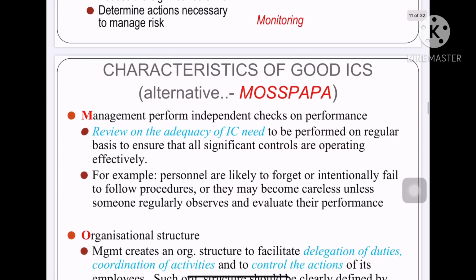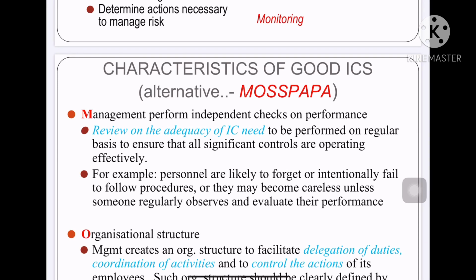Alright, so the characteristics of a good internal control system. We must know what the characteristics are in order to have a good internal control system. It's an alternative for those who like to remember the keywords. It can come from MOSSPAPA, Moss Papa. For those who can already remember easily, you can use your own technique.